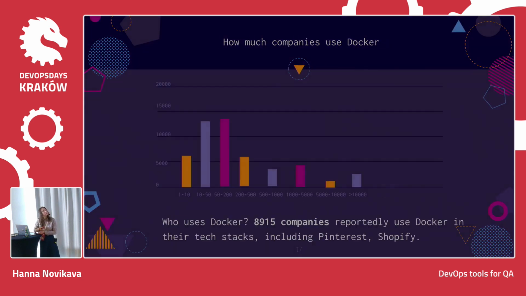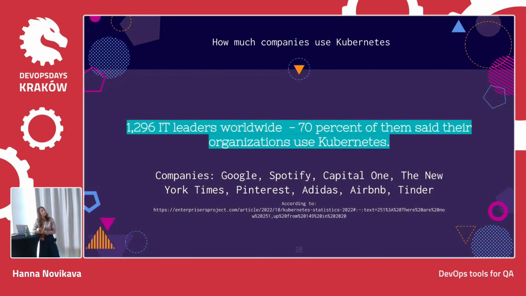Oops, sorry. Yep, Kubernetes. Kubernetes is a very popular tool too. If you saw previous presentations, there were a lot of talks about Kubernetes. So Kubernetes is used in Google, Spotify, Capital One. It has managed services in GCP, AWS, and Azure, and a lot of companies use it. This statistics is from research of Red Hat.